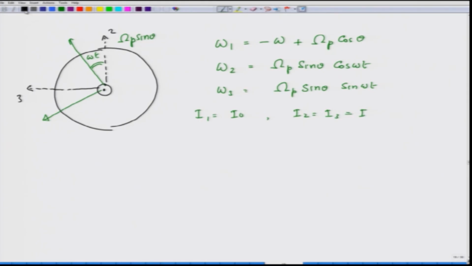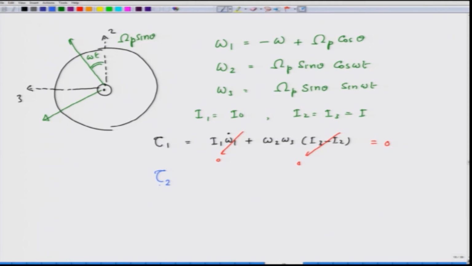Let us now write the torque equation. Tau 1 is equal to I1 omega 1 dot plus omega 2 omega 3 times I3 minus I2, and this whole thing comes out to be 0 because omega 1 dot is 0 and I3 equals I2. So, this is 0.